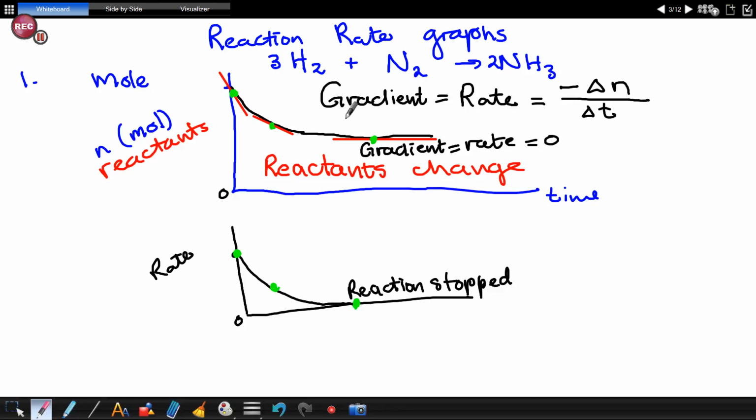So the gradient of the tangent is negative, but you don't want a negative answer for rate. That's why this value here, the change in moles, will be negative, because you've got a smaller number of moles minus a bigger number of moles. So that value will be negative. To get your rate as a positive value, you minus the change in the moles, or you minus the change in the volume. Can I move to the next graph now?